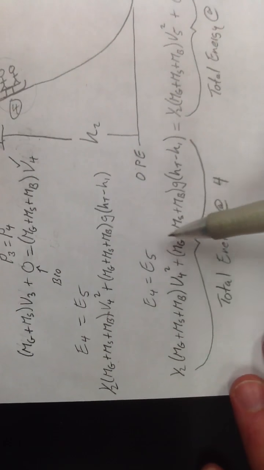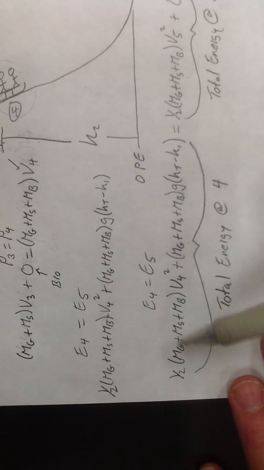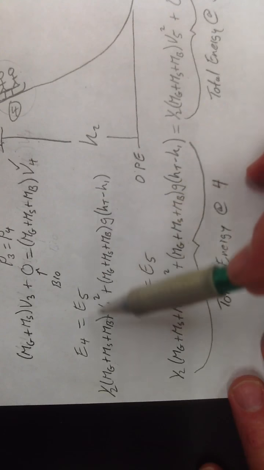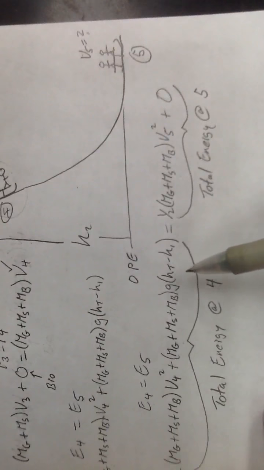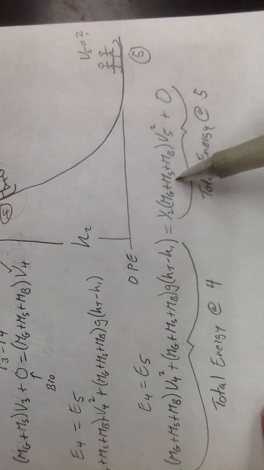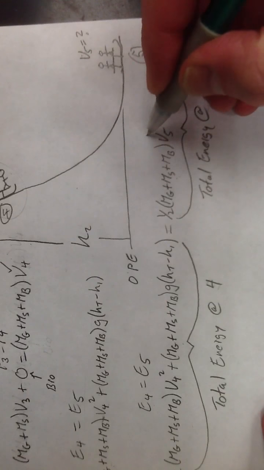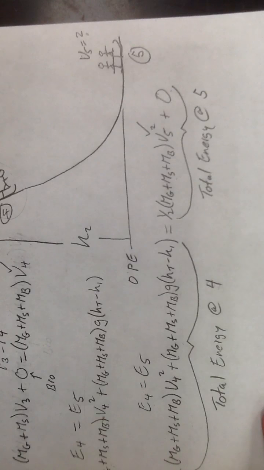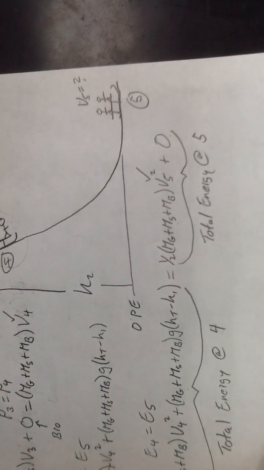All right, so what's going to happen at point 5? Well, I have this total energy at point 4, which is this term right here, and that has to be equal. What's happened to the potential energy? It's gone to 0. So all that energy has gone into this kinetic energy. I can then solve for this final velocity, and we're done with that problem.